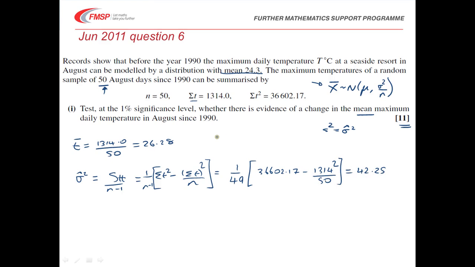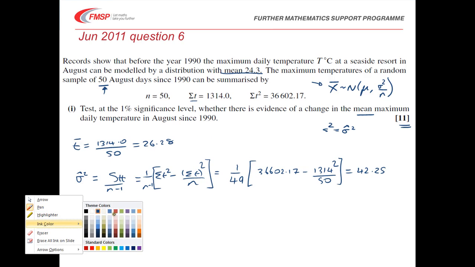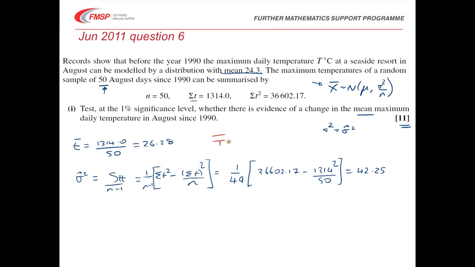What this means is my mean distribution, t bar, is actually going to be approximately normally distributed by the central limit theorem, with mean 24.3. I can't really write that because I don't really know it yet. It's just what we thought it could be, so we keep that as mu for now. And sigma squared, we're going to use 42.25.